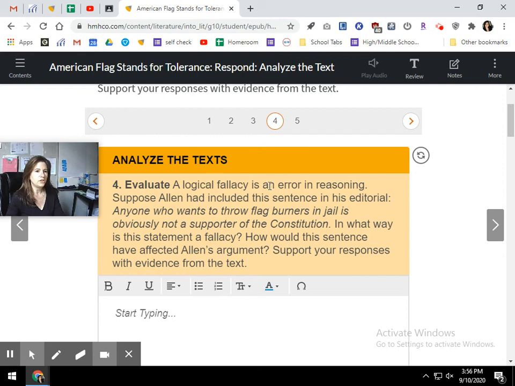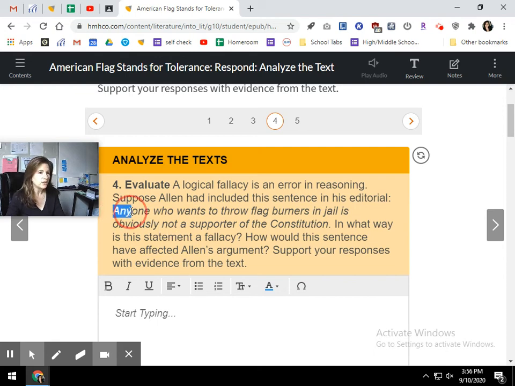4, a logical fallacy is an error in reasoning. Suppose Allen had included this sentence in his editorial. What if he had said, anyone who wants to throw flag burners in jail is obviously not a supporter of the Constitution? Okay. So in what way is this statement a fallacy? Well, a fallacy means wrong. A fallacy means an error in logic, okay? When we're talking about a logical fallacy, it is an error in logical thinking.